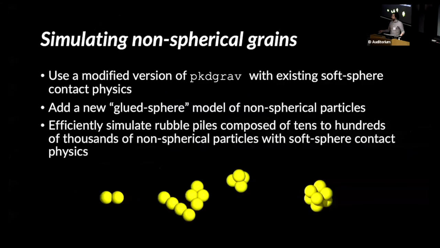So what's the solution? How do we get this physics into our code? Well, we start with this modified version of pkdgrav that you just heard a little bit about. So we have this soft sphere contact physics. And basically, what we do is, in principle, quite simple. We just take these spherical particles and stick them together and force them to behave as rigid bodies. So the upside of this is that you get a lot of that contact physics without bringing on the additional expense of having all of these polyhedra or ellipsoids or whatever that have difficult to calculate contacts.